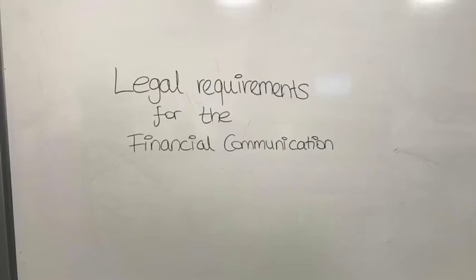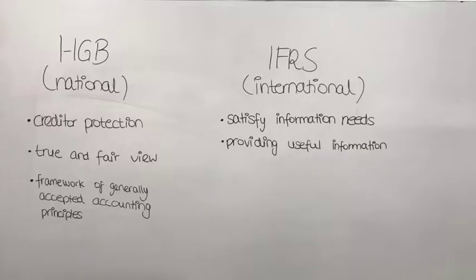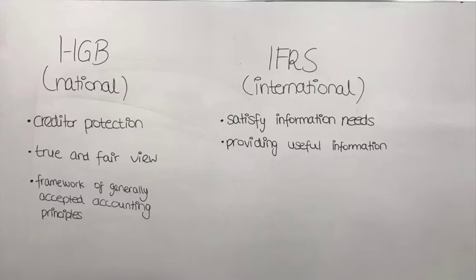Legal requirements for the financial communication of companies. In addition to the German Commercial Code HGB, the International Financial Reporting Standards IFRS in particular have gained in importance. National accounting rules. The accounting regulations of the German Commercial Code HGB are traditionally geared to creditor protection. A true and fair view of the net assets, financial position and results of operations should only be given within the framework of generally accepted accounting principles.